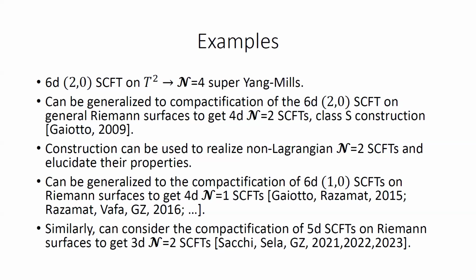Now, as is well known, complex structure is defined up to a modular transformation, which describes the same torus. This implies that N=4 theories with coupling constants differing by a modular transformation are equivalent. This is the S-duality of N=4 super Yang-Mills.